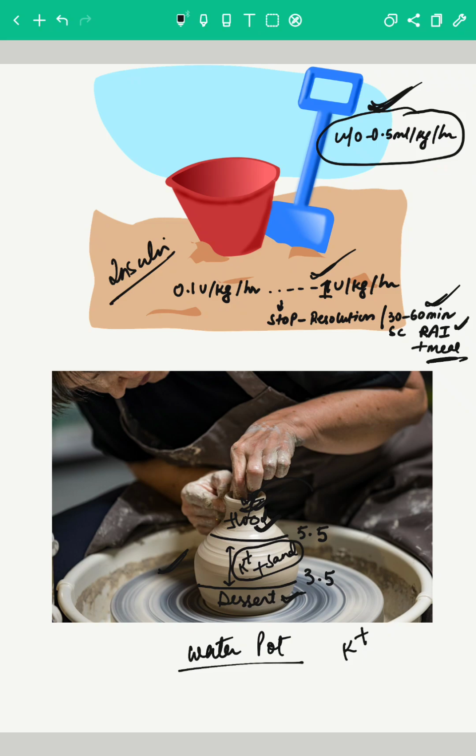So we have to be very, very precise about the rate of increase, that is at the rate of 1 unit per kg per hour, and stop when there is resolution or you have given a rapidly acting insulin along with a meal.